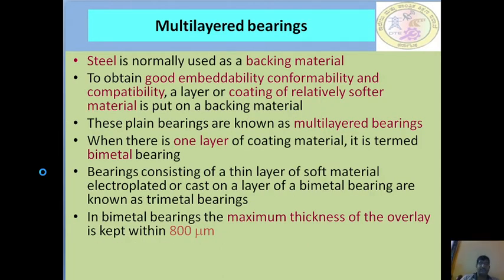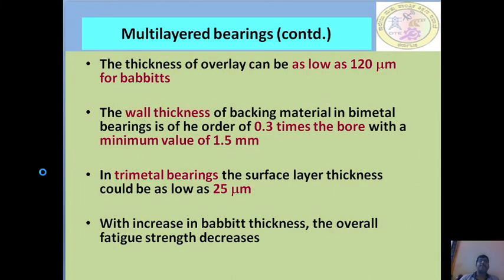In multi-layered bearings, steel is normally used as a backing material. To obtain good durability, conformability, and compatibility, a layer or coating of relatively softer material is put on the backing material. Bearings consist of a thin layer of soft material, electroplated or cast on a layer of bimetal bearings, and are known as trimetal bearings. In multi-layered bearings, the thickness of the overlay can be as low as 120 microns for babbitts. With an increase of babbitt thickness, the overall fatigue strength decreases.